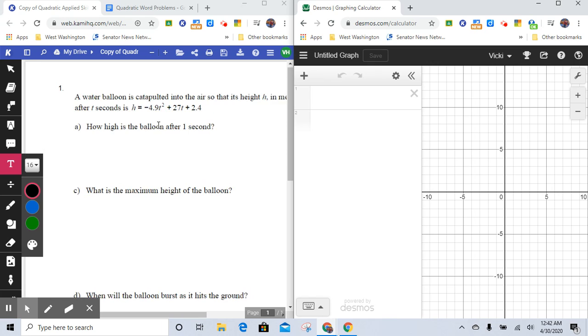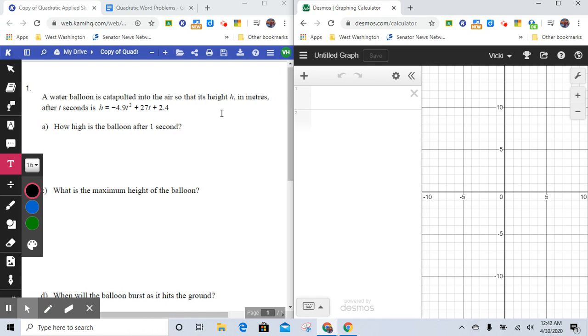Okay, so a water balloon is catapulted into the air so that its height in meters after t seconds is represented by this. And what I really need to do is get a graphic for that. So -4.9 t squared plus 27 t plus, that's an equal sign, sorry, plus 2.4. And how I got this to be an exponent is just the same way that I type it in the regular thing over here, is put caret squared, and it automatically takes you up here.